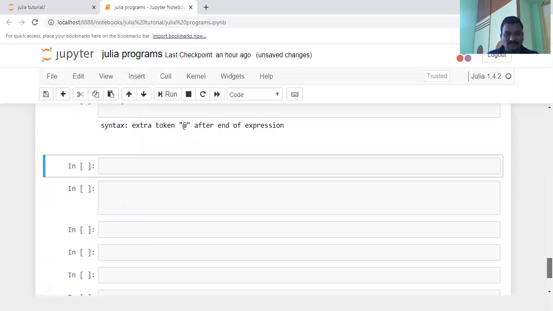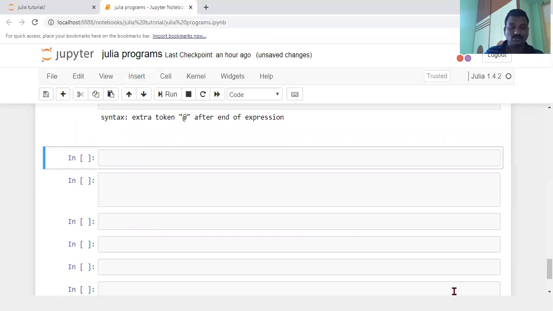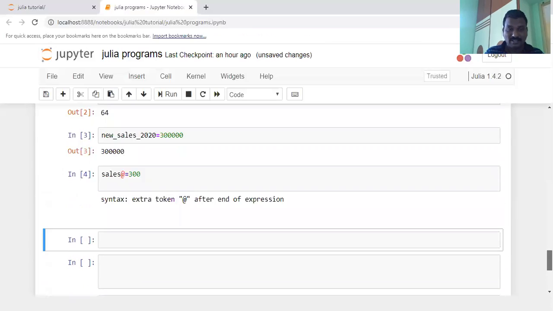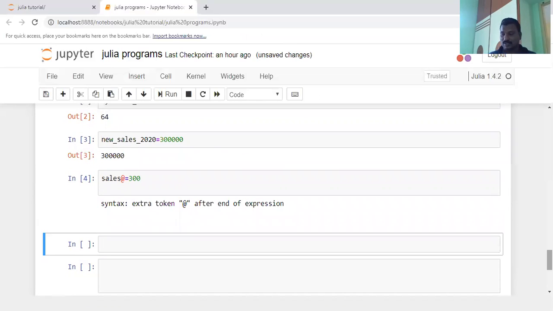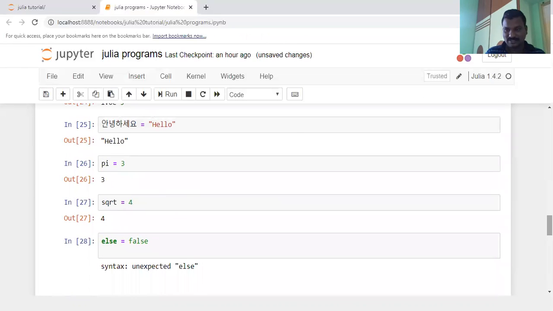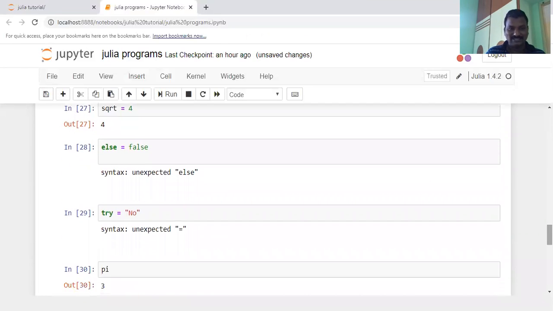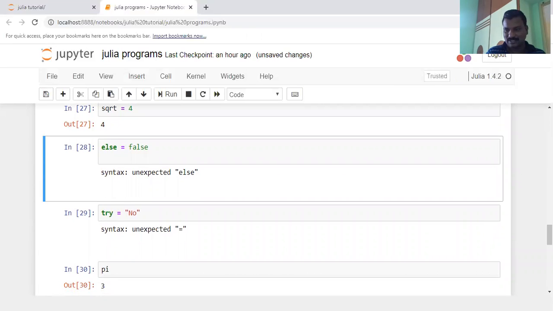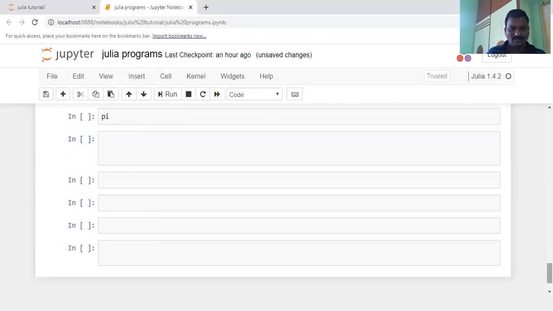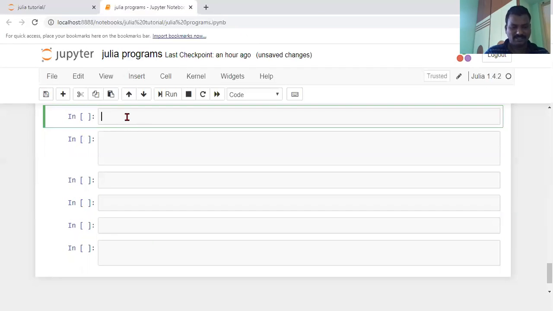Another important thing here is the variable names, or some other ways of not defining the variable names. For example, you can use pi, which we discussed previously, as a variable name. But for example, else equal to false is not a way of representing a variable. You cannot use variable names like this.